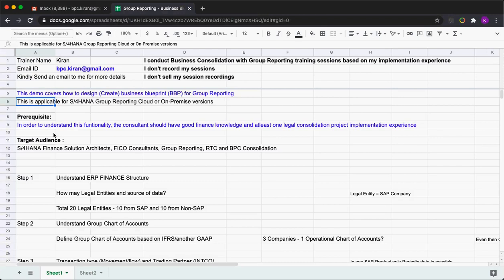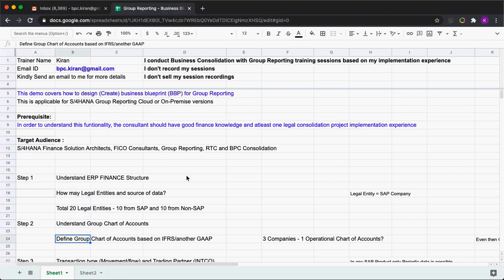This demo is mainly designed for understanding how to prepare this particular blueprint. It will be good if you have at least one project implementation experience in legal consolidation, that may be in BPC or any other SAP product. The target audience for this demo: solution architects, FSCO consultants, group reporting people who know configuration, real-time consolidation, and BPC consolidation relevant people.